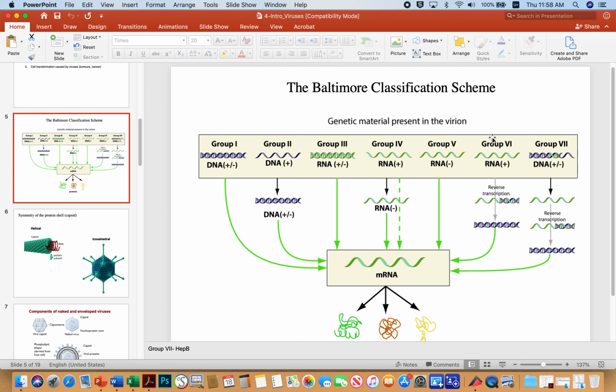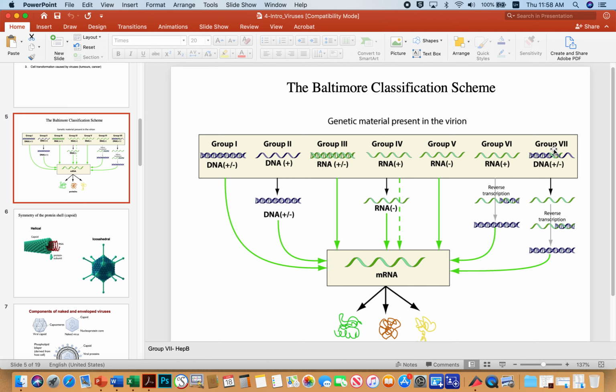And then the group 6s, they're also plus-stranded RNA viruses, but they're goofier than the group 4s, more sophisticated. In this case, these are the retroviruses, and they have an enzyme called reverse transcriptase, which utilizes their plus RNA genome as a template to make double-stranded DNA. And then the double-stranded DNA can be transcribed into plus messenger RNA, and ultimately that can be translated into proteins.